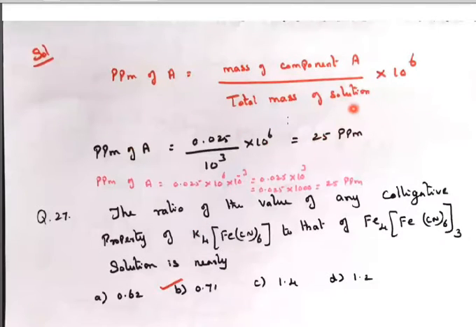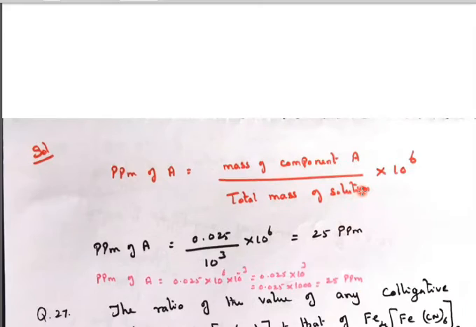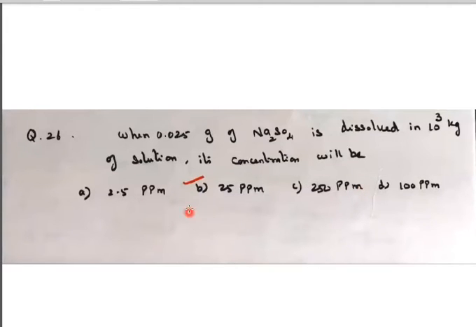That means 10 to the power of 3 in the denominator, into 10 to the power of 6. When the 10 to the power of 3 goes to the numerator, the power becomes minus 3. So 0.025 into 10 to the power of 6 into 10 to the power of minus 3 gives 0.025 into 10 to the power of 3, that is 0.025 into 1000. So we get 25 parts per million. 25 parts per million is the correct answer.